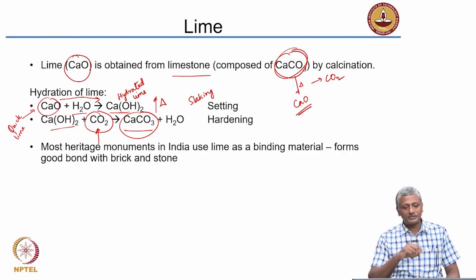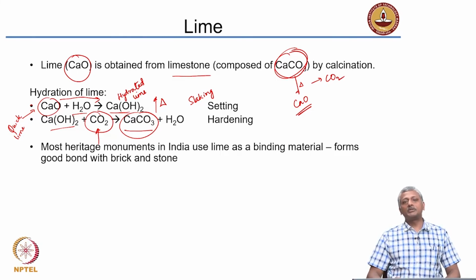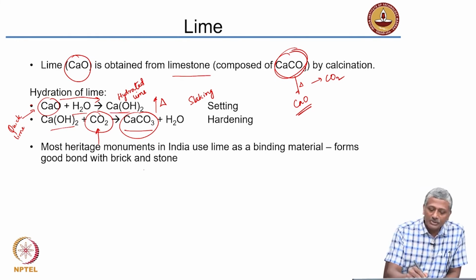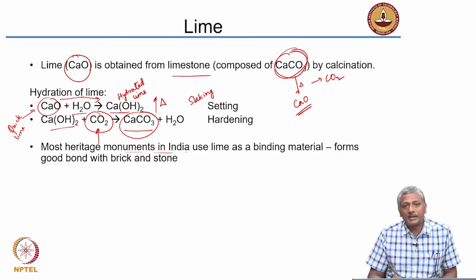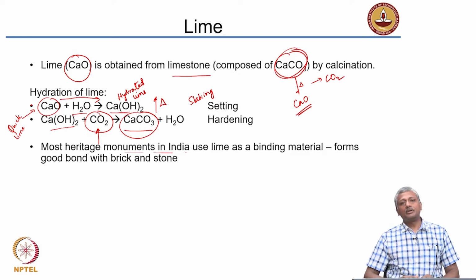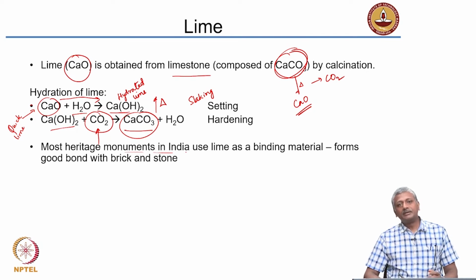That's why a lot of architects prefer lime, because of this property of almost a net zero carbon dioxide emission from lime. In cement, it's not the case. You'll see later that in cement, it's quite different. So as I said, most heritage monuments in India use lime as a binding material, and it's also seen that it forms an excellent bond with the brick and stone. So heritage monuments, more often than not, you're bound to find lime as a binding material or lime mortar as a binding material.